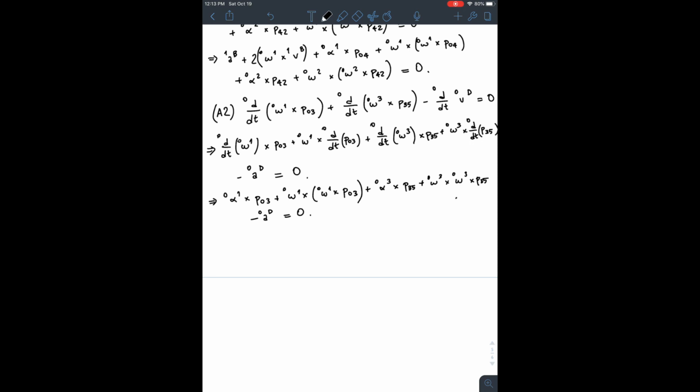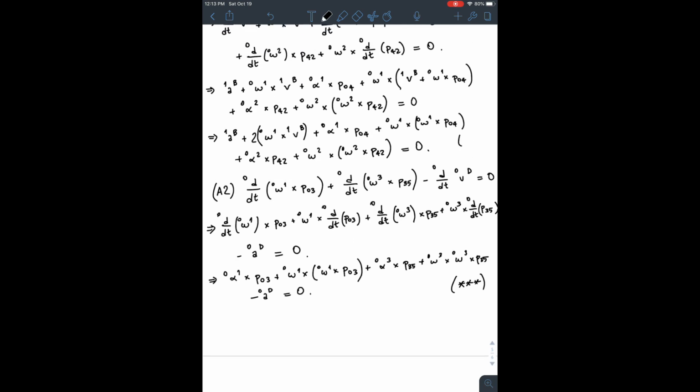So this equation here, tick, tick, tick, 3 stars, as well as this equation here, 3 stars, they are the acceleration level equations in vector form. Acceleration level kinematic equations in vector form, okay? And once we have these equations, our task then is to go back and express them in the zeroth frame. Let me do that in the next video.